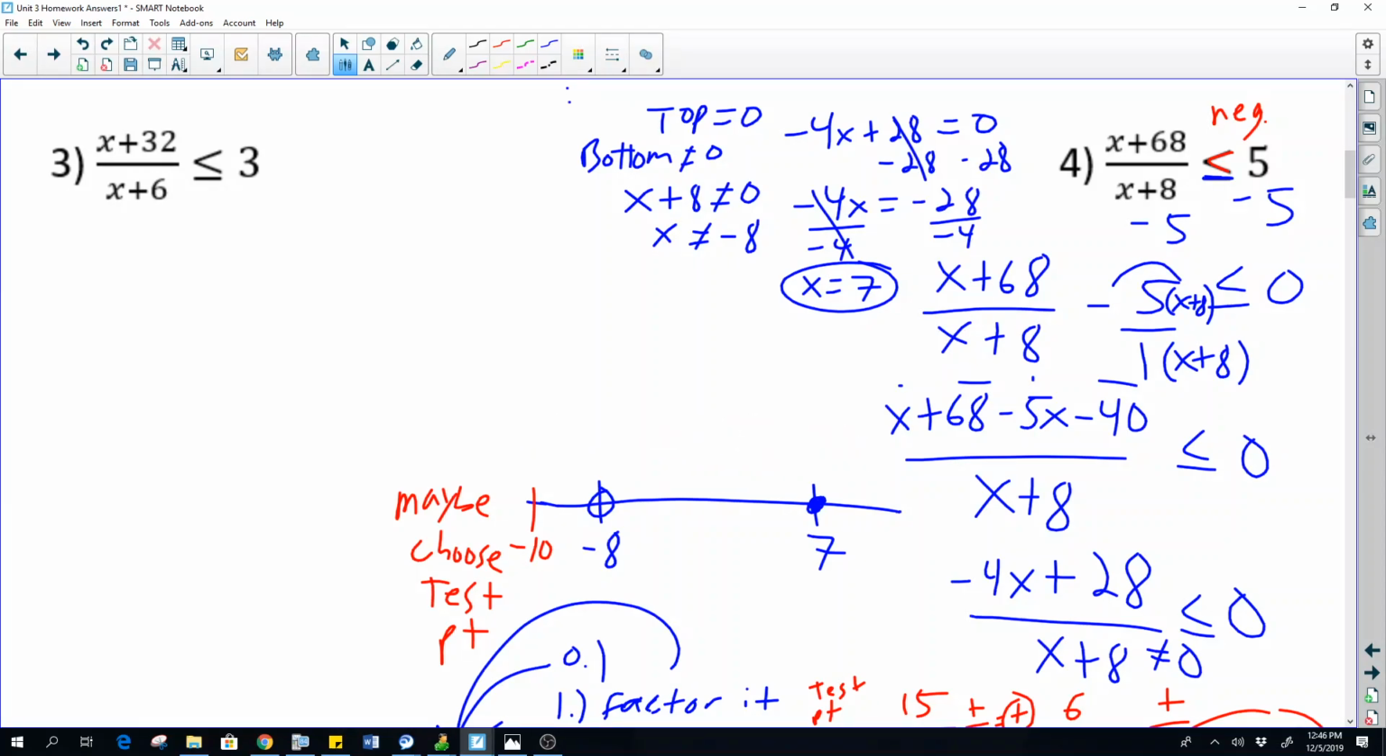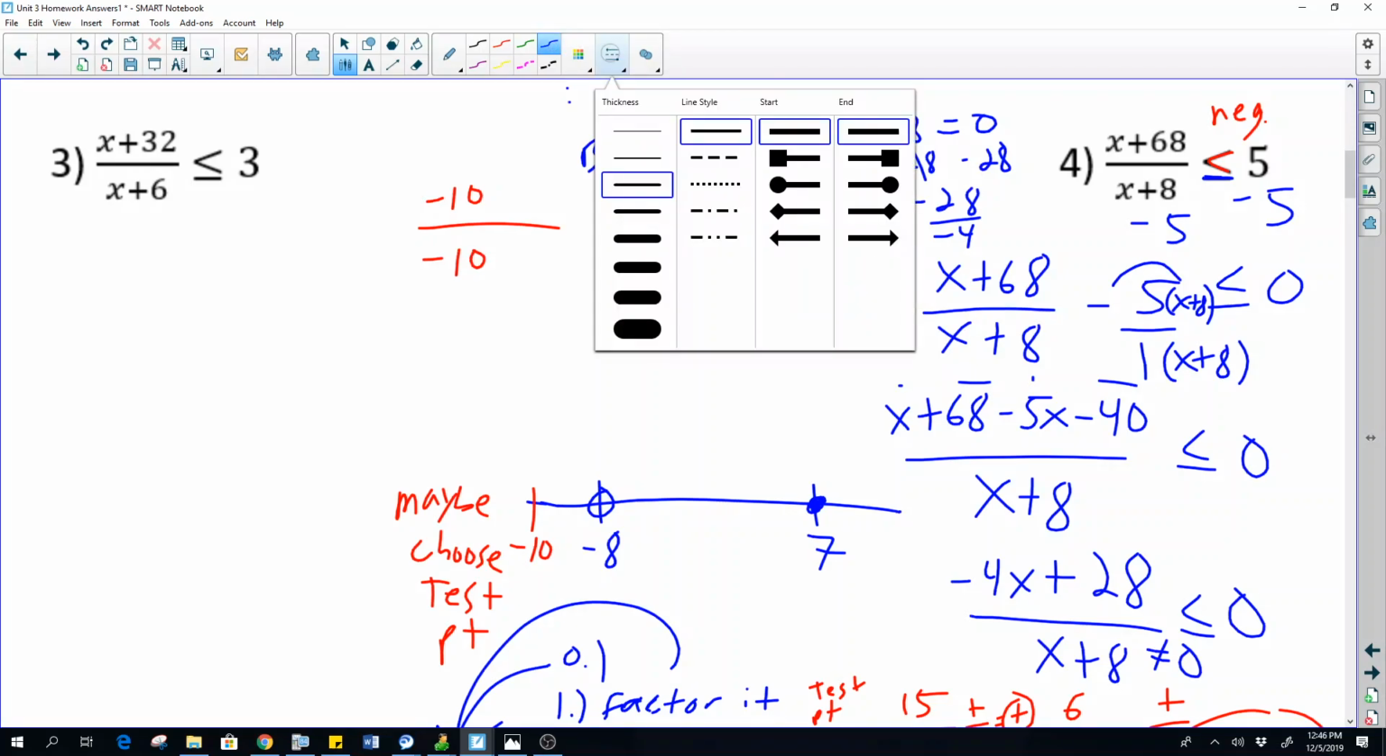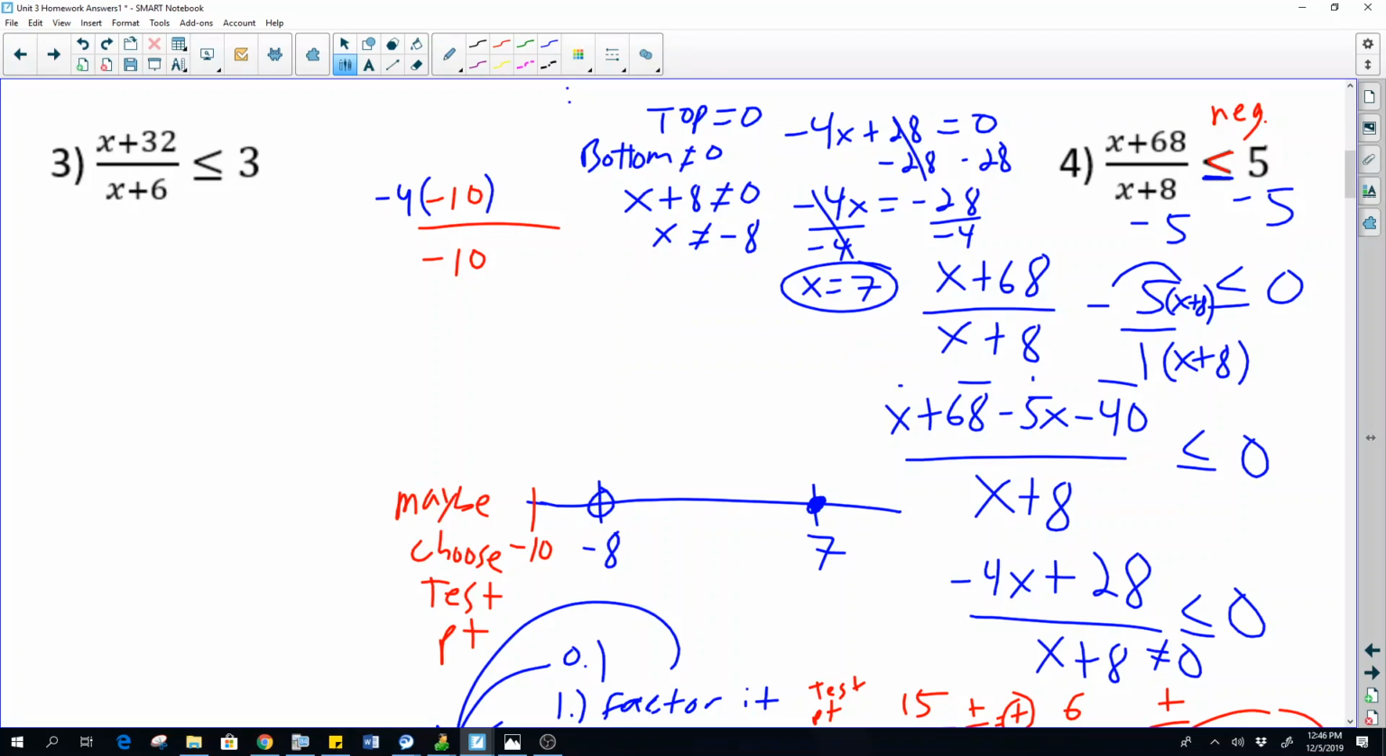So now we're going to use negative 10 and plug it back into the original. So we have negative 4 times negative 10 plus 28, using the original, all over x plus 8, where x is negative 10 plus 8. Cool. So negative times negative is a positive 40.